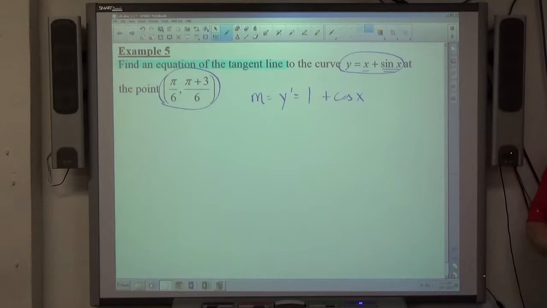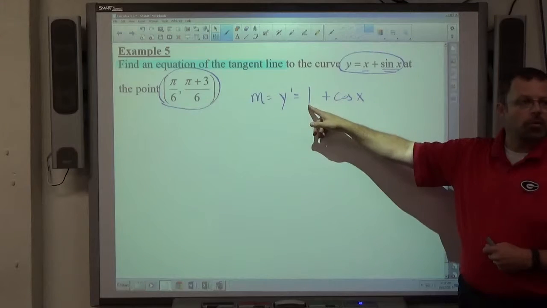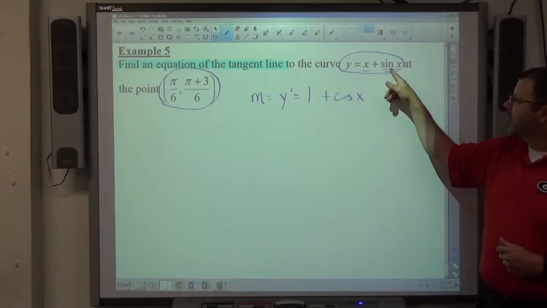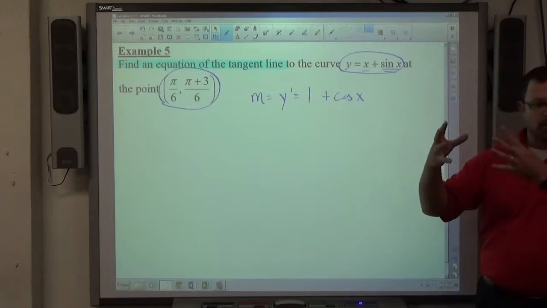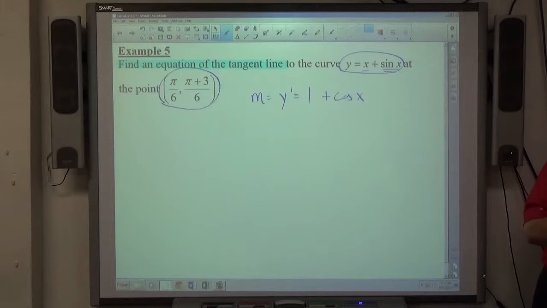So the slope formula for this curve is simply the first derivative, which is 1 plus cosine of x. And keep in mind, this is just a sum of functions. This is a polynomial structure, so I'd use the power rule, or actually just the derivative of x is 1 rule. This is a trig function, derivative of sine of x is cosine of x, so each individual piece, since they're being added or subtracted, we're allowed to take each individual derivative.